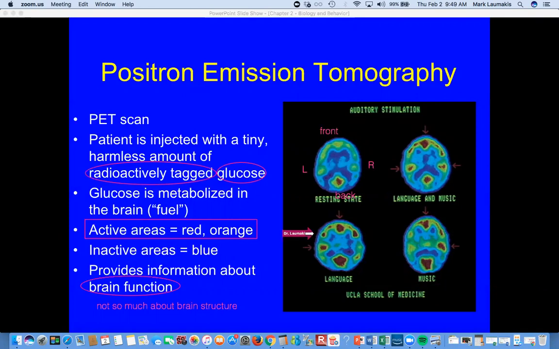What gets more active as you take a look here at listening to language? Maybe you're listening to someone read an audiobook kind of scenario. Well, reds and oranges and yellows are indicating more active. What's becoming more active, first of all? Left side or right side as you're listening to language?